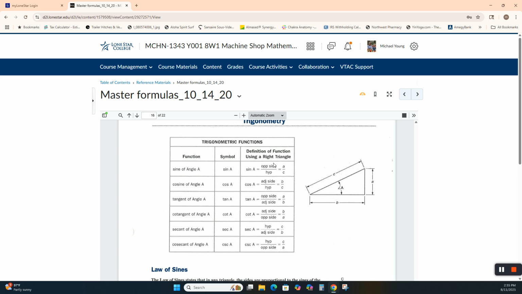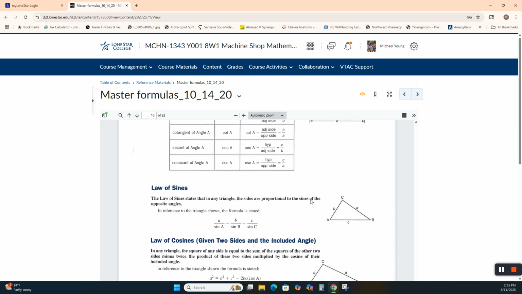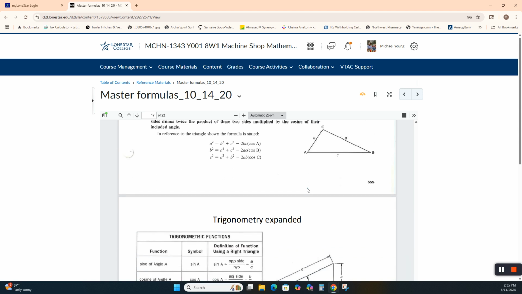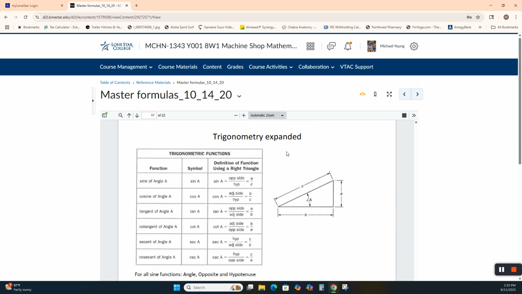Sine of the angle, opposite side, hypotenuse, A and C. You know, I always go opposite and hypotenuse. I don't like the A, B, C because you may not name them. My triangle may not be named A, B, and C. Although traditionally the hypotenuse is C and the opposite side of this angle is A, blah, blah, blah. But I always just do opposite, adjacent, or the hypotenuse. Law of sines, law of cosines, trigonometry expanded, okay?